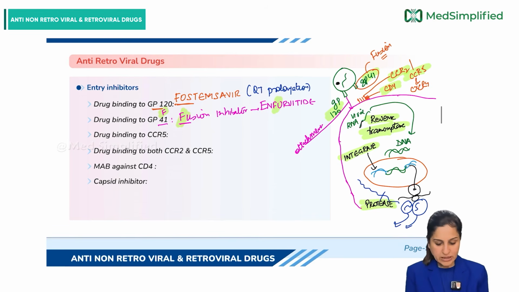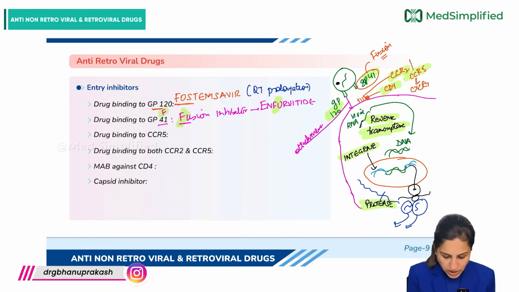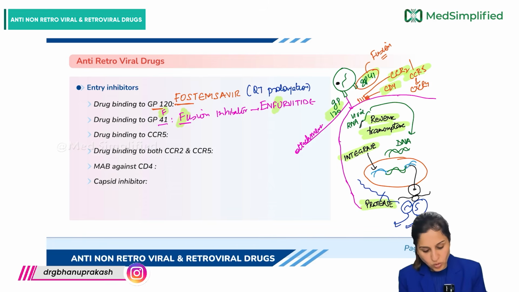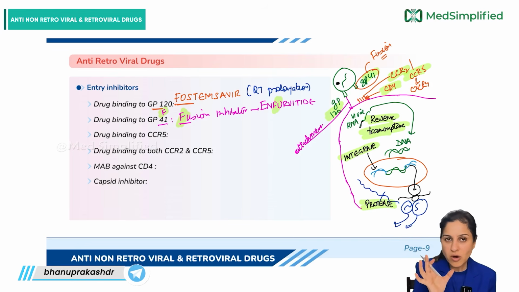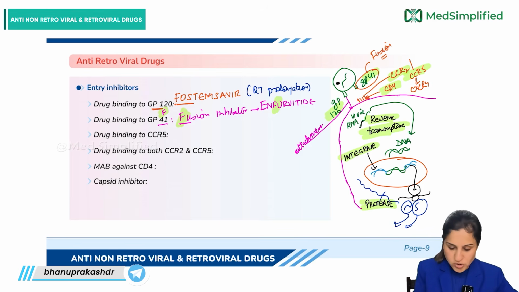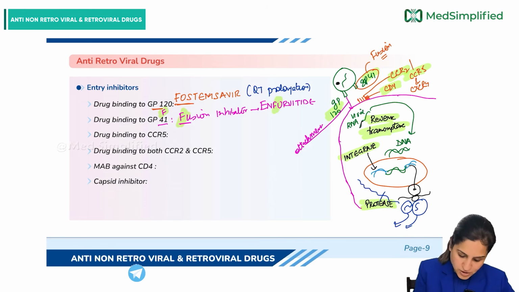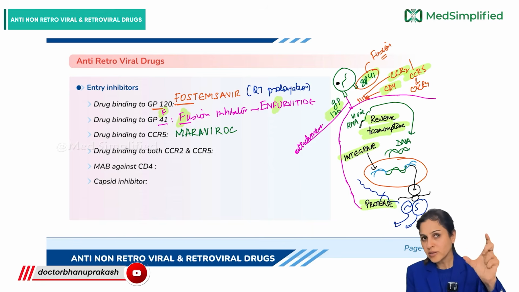Then we have drugs binding to CCR5 or binding to both CCR2 and CCR5. So CCR, just remember rock. So these are rocks. We have a smaller rock and we have a bigger rock. If only one CCR is blocked, we require a smaller rock over there to block it. But if two CCRs have to be blocked, we require a bigger rock. So we have 2 drugs. The one with the smaller spelling is going to block the CCR5. And that drug is maraviroc. So they are rocks which are going to block this CCR.